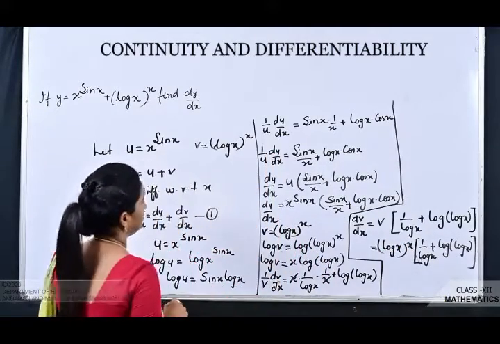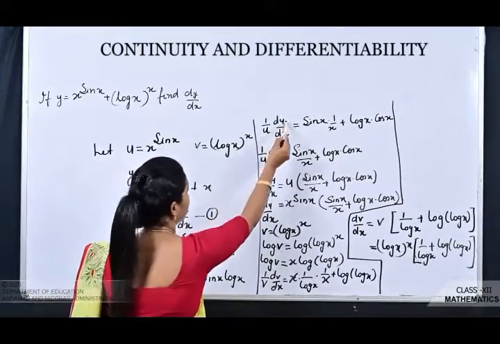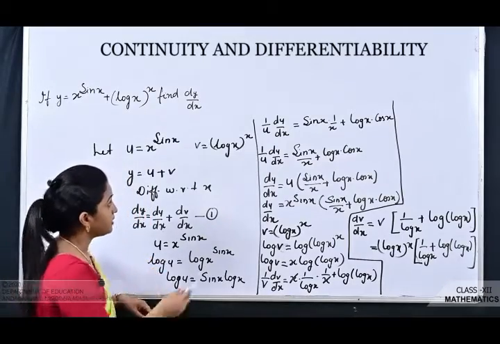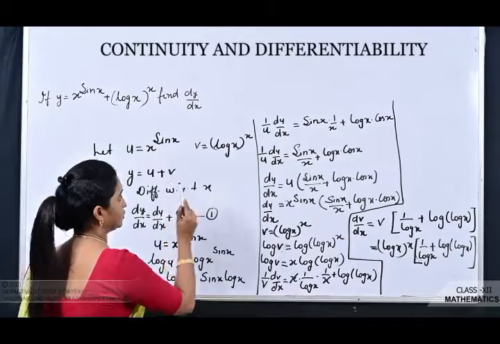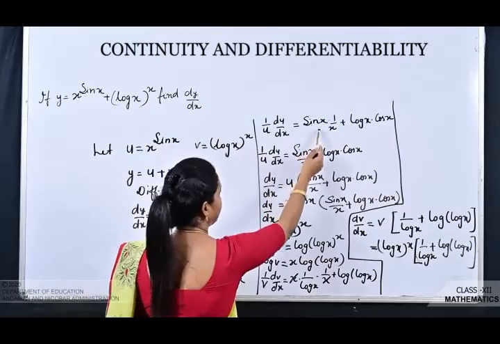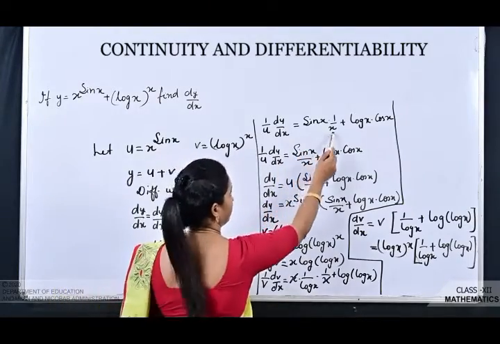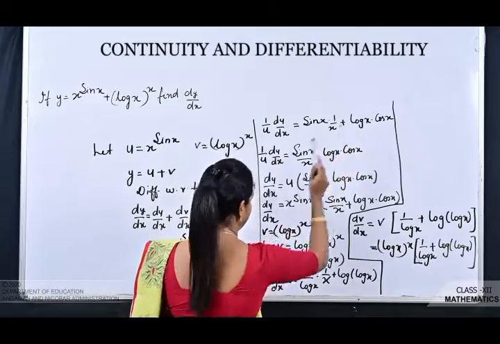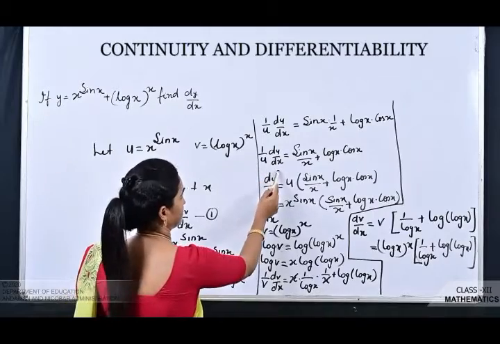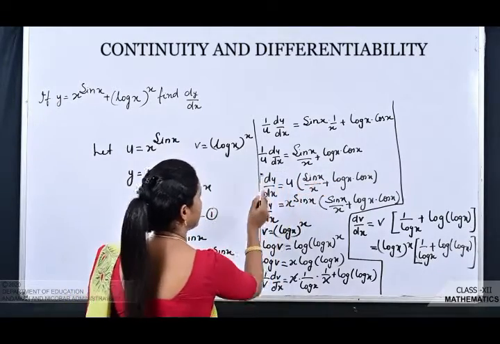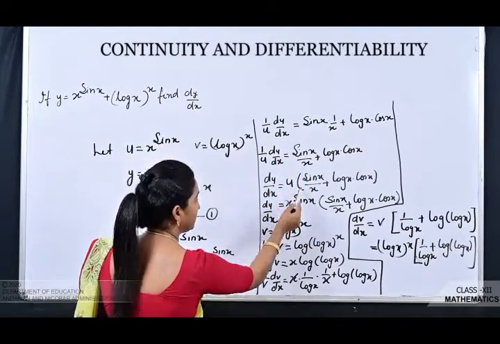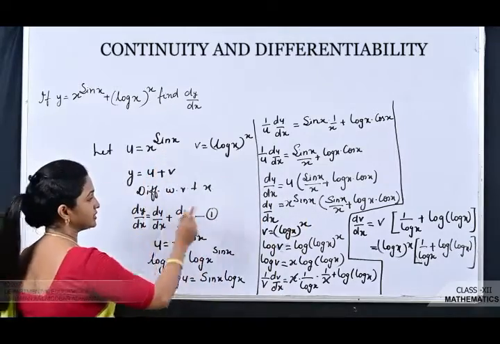Then you will differentiate. Differentiating means 1 by u du by dx, because we know that the differentiation of log x is 1 by x. So 1 by u du by dx is equal to, you have to apply the product rule because it is the product of two functions. So sin x into derivative of log x, 1 by x, plus log x into derivative of sin x, that is cos x. Now 1 by u du by dx is equal to sin x by x plus log x cos x. You will take u to the other side, and replace u by x to the power sin x.